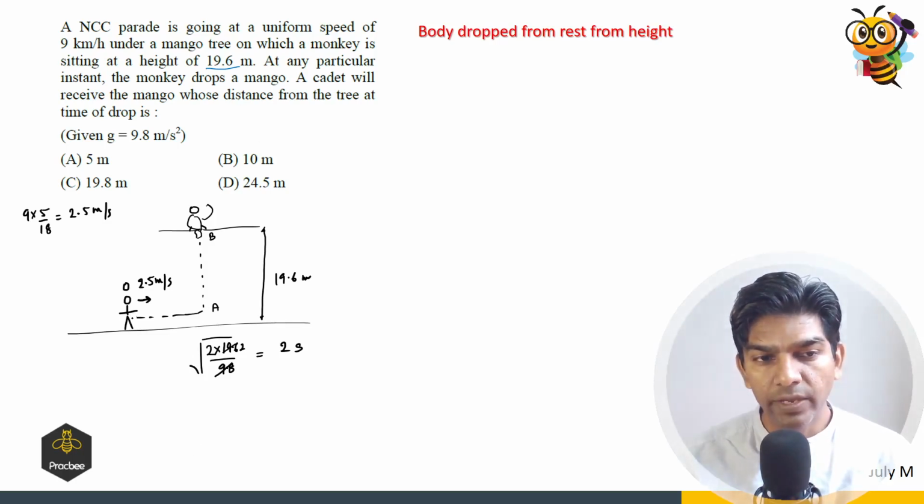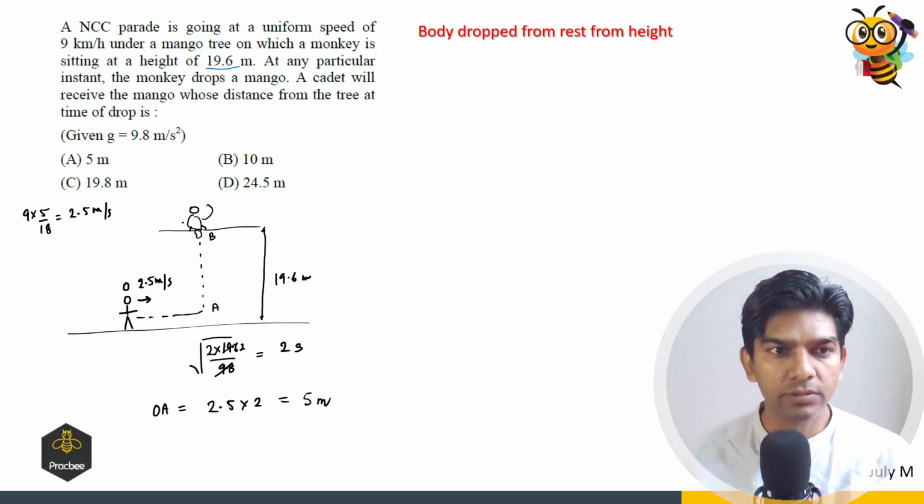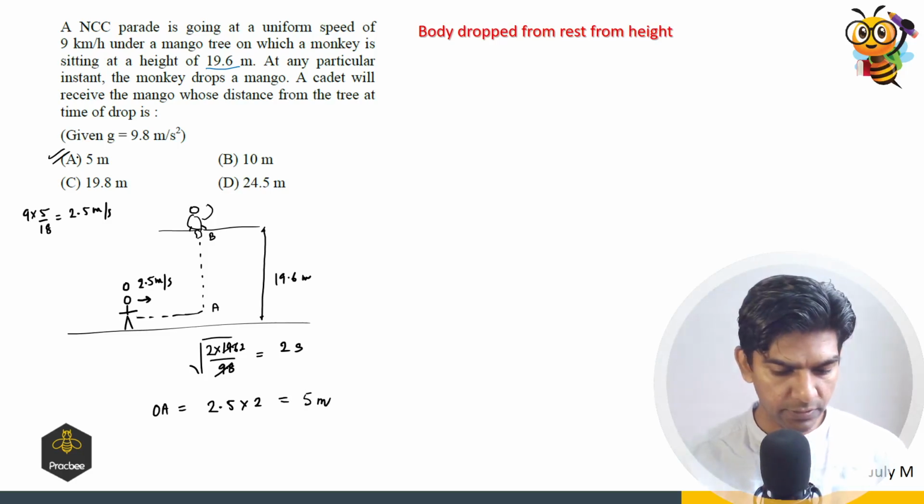So, and we have to find OA, right? So distance is speed into time, and speed is 2.5, time is 2. So that will be 5 meters. So option A is the right answer. Right, so let us see another problem based on the same problem type.